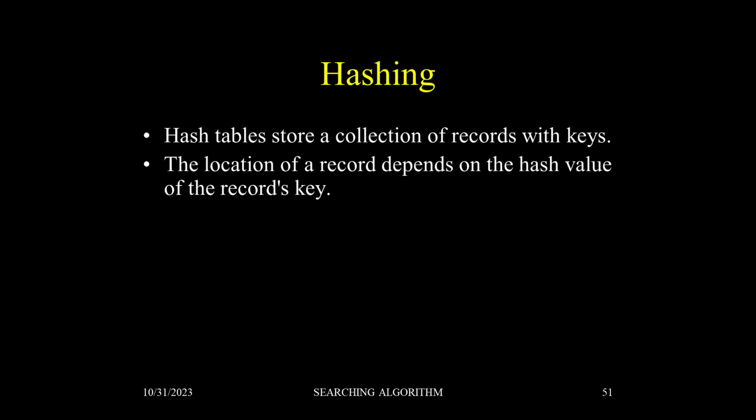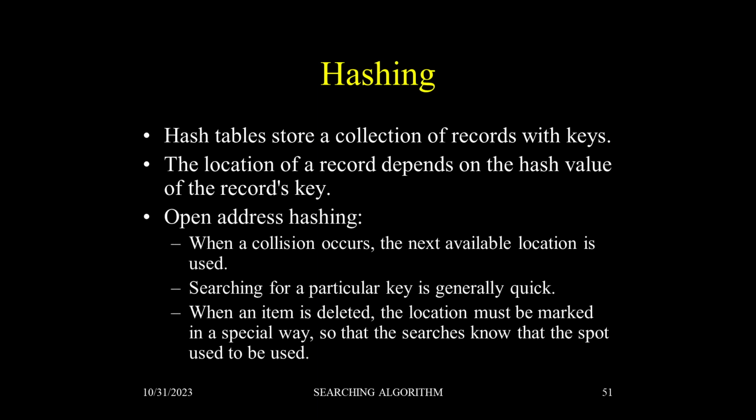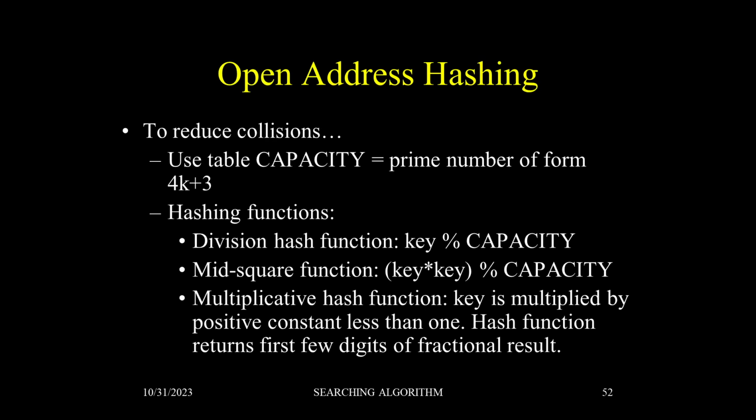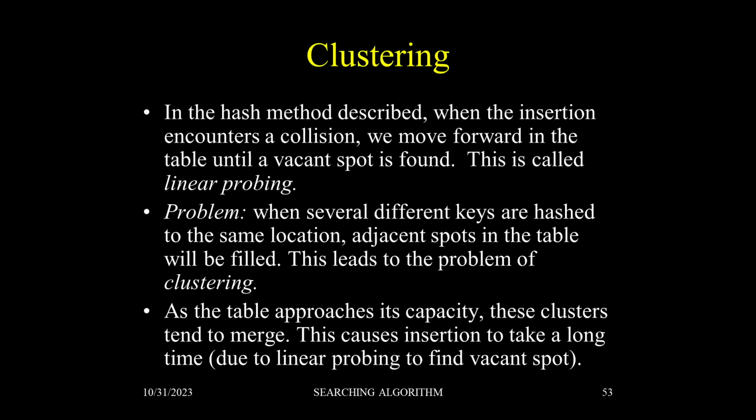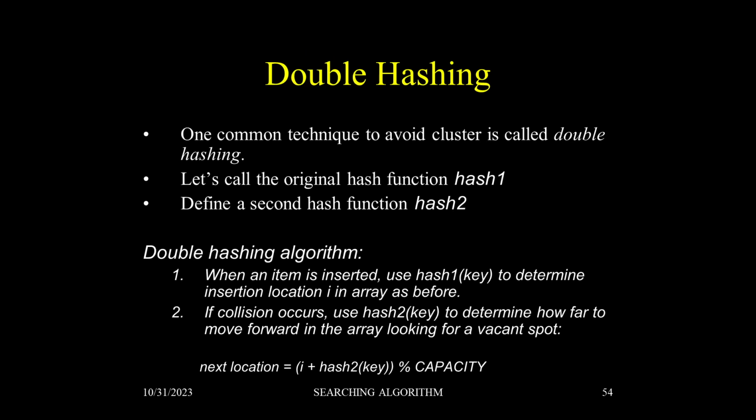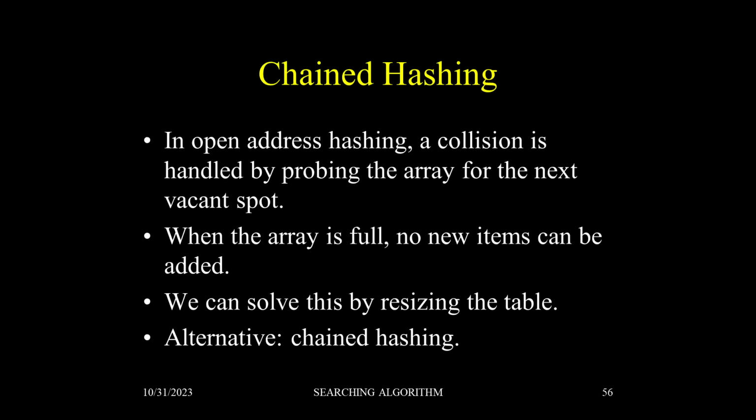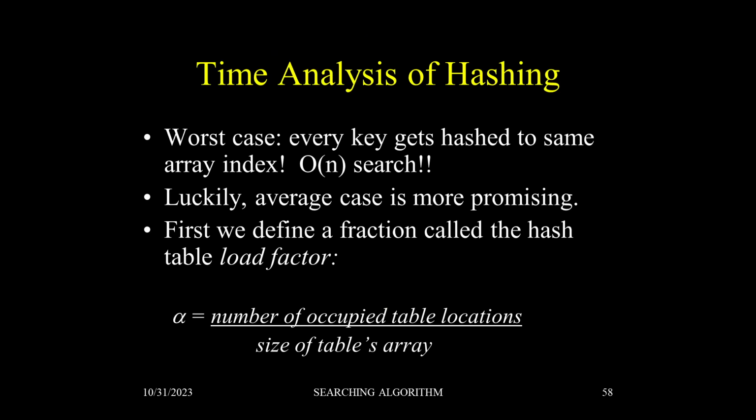So then we go for hashing. A hash table stores a collection of records with keys, and the location of a record depends on the hash value of the record's key. And open address hashing and all these things you can do here. Open address hashing, then we can go for clustering, then double hashing, chained hashing, like that. And you go for the time analysis of hashing. The worst case is order of n search, but luckily the average case is more promising.